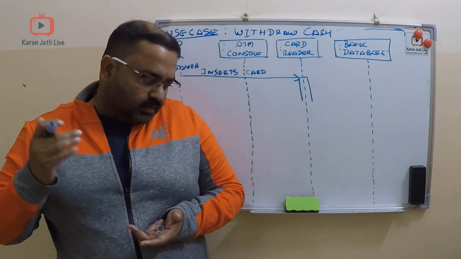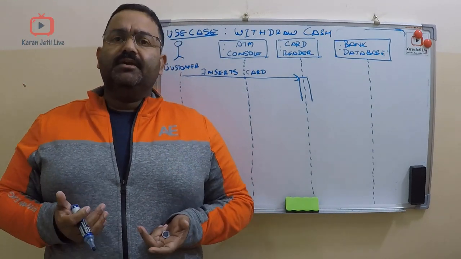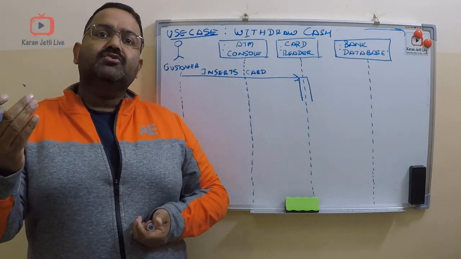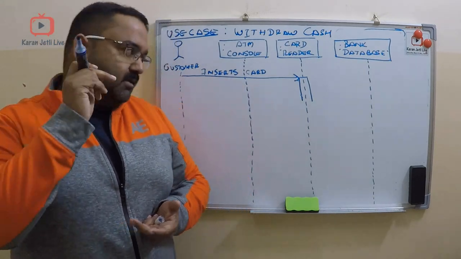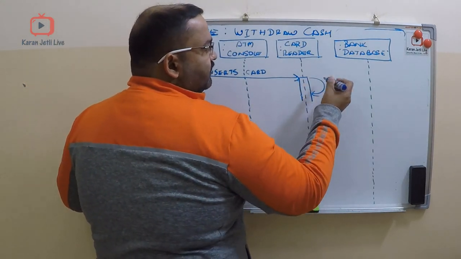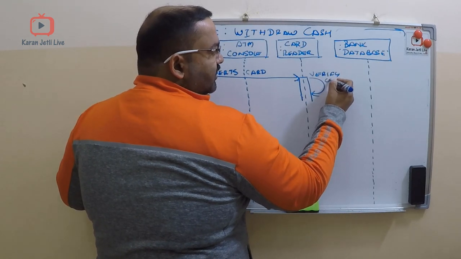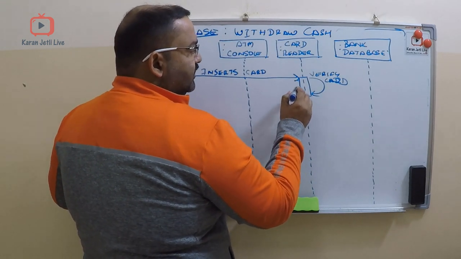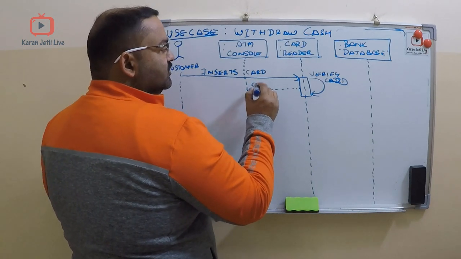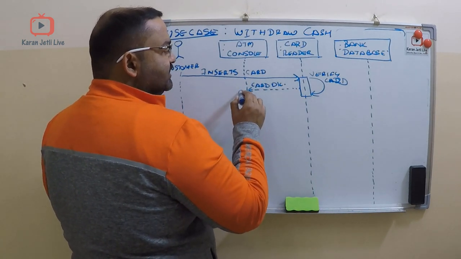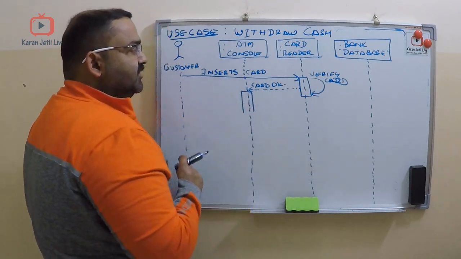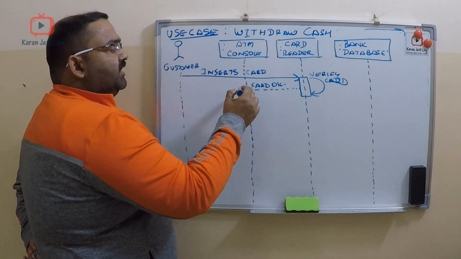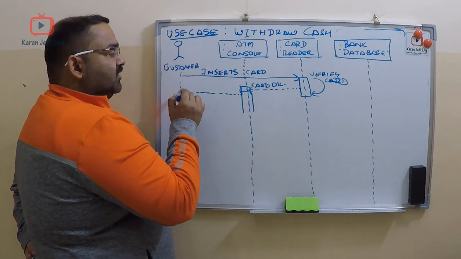So what does the card reader do? The card reader verifies your ATM card. If the card is okay, then it prompts the ATM console, and the ATM console will ask you to provide the PIN. So the card reader will verify the card. After it verifies the card, it sends a message to the ATM console, card okay. When the ATM console gets the message, it becomes active, and it prompts you to enter your PIN.